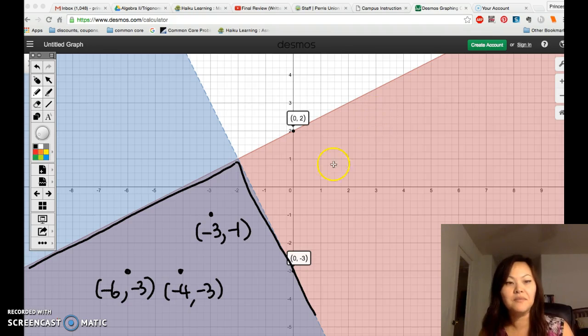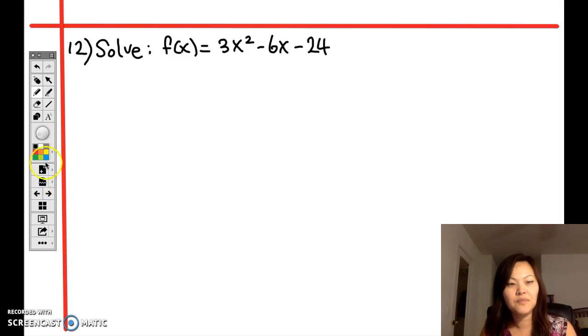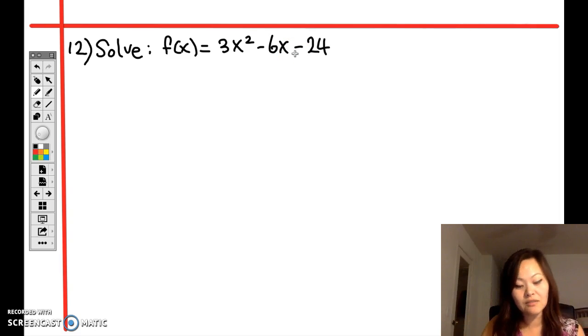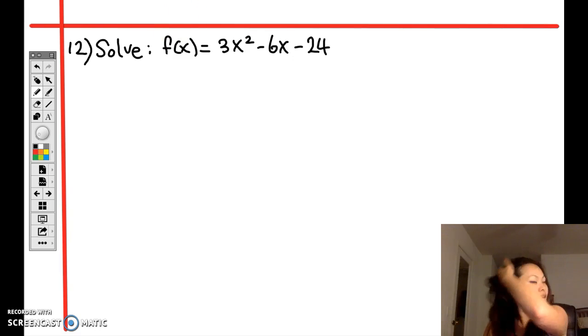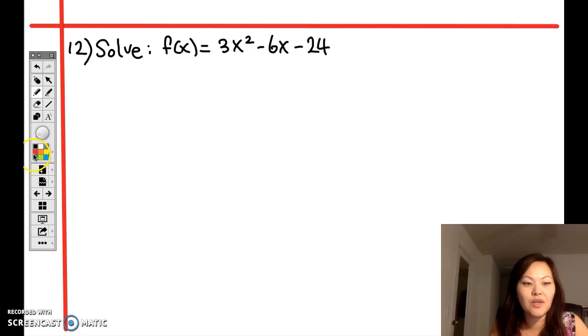All right? Okay. Now let's move on to the next question. Question number 12. It says solve this right here. So whenever you have a question like that, I want you to first try the X method, and if that doesn't work, then I want you to move on to the quadratic formula, the song, okay? So let me go ahead and try it, okay?